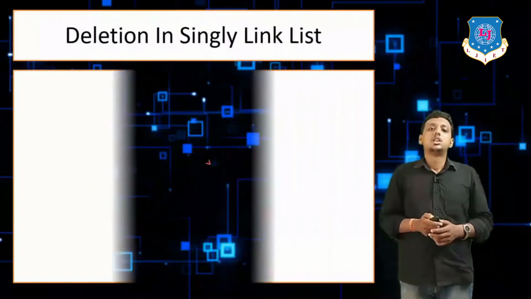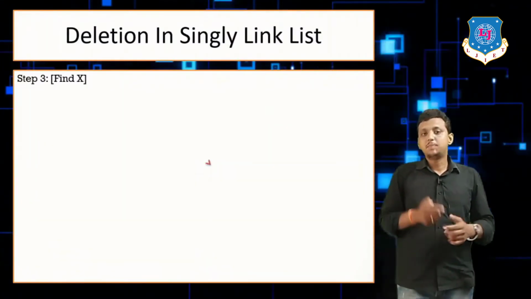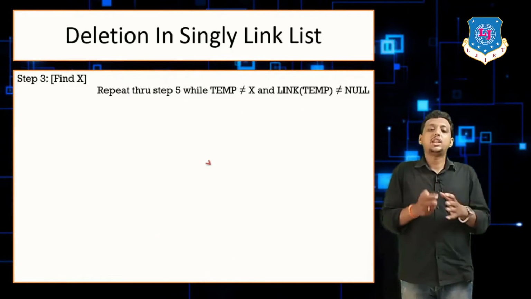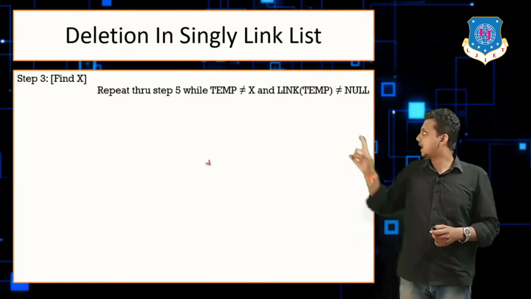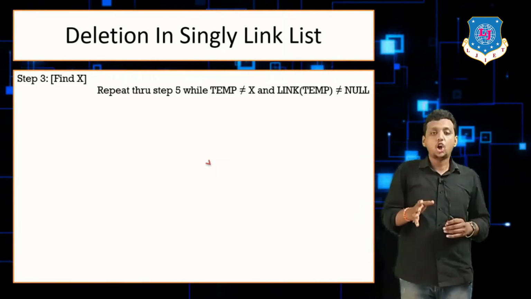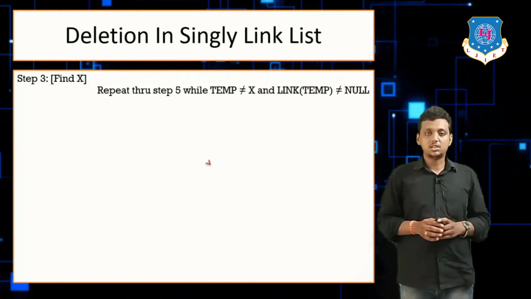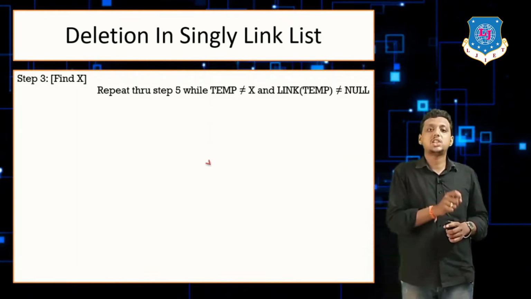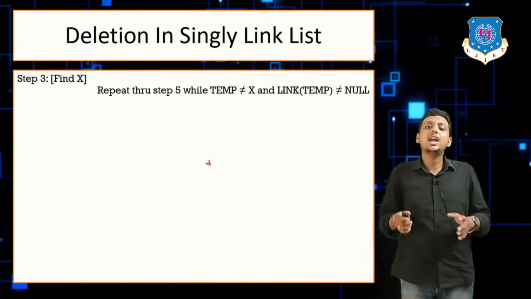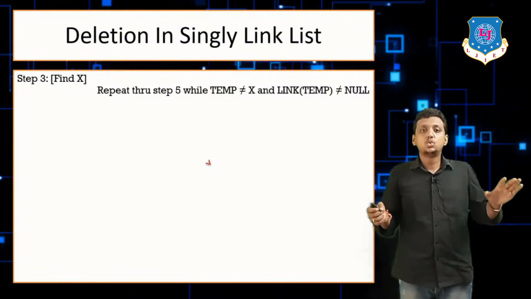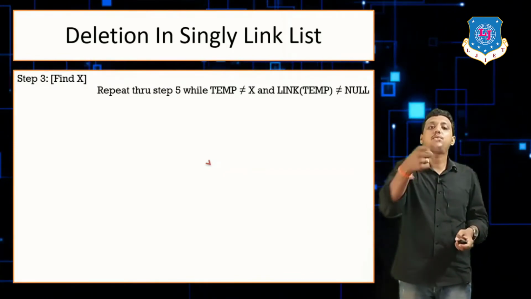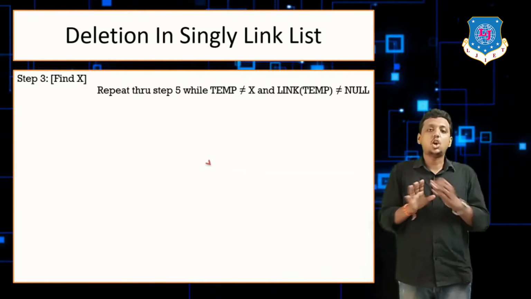Next, after initializing my temp to first, my process will start of finding x over there. I am going to find x by writing that until temp is not equal to x, or the link of temp is not equal to null. You have to search for x, but what if you search the whole linked list and x is not there? Then you just move out of the linked list, and at that time the link of temp becomes null.